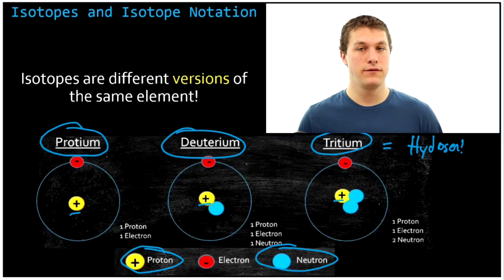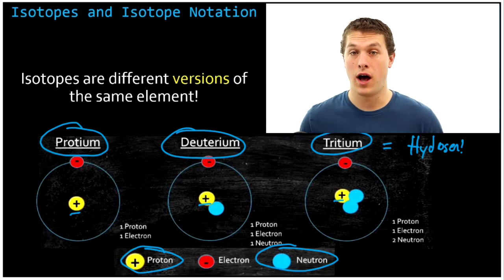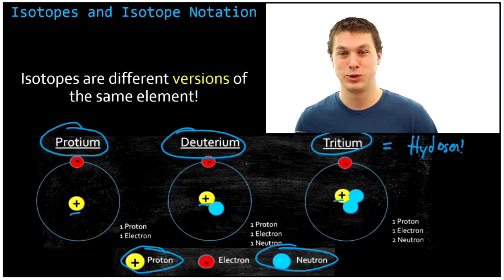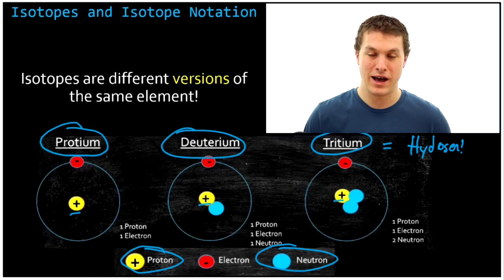Now, how do you write down the difference between these versions of hydrogen? Because we can't just call them all hydrogen. We have to have slightly different names for them so I can communicate which version I'm using. Some of these, by the way, will have radioactive properties that make them important, and some of them won't. So I want to be able to tell the difference between the ones that are radioactive and the ones that aren't. So how do I do that?